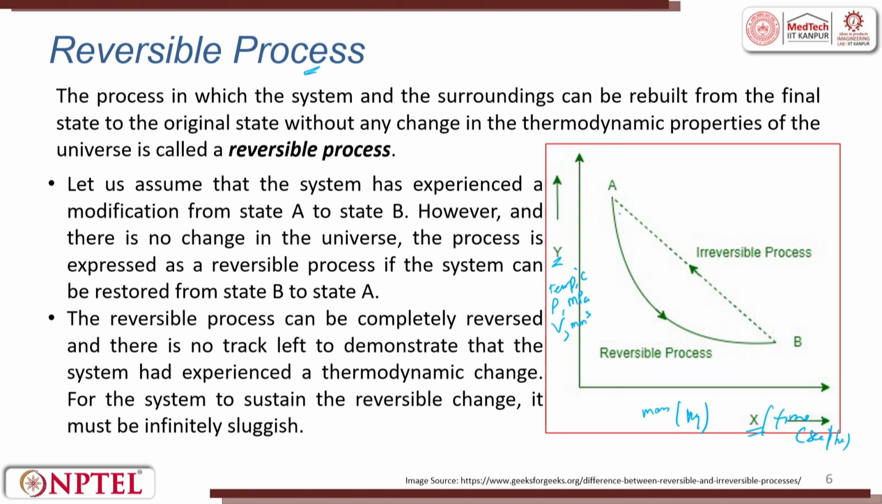So, if you see reversible, when you want to go from A to B, it follows a path, right. And then if we wanted to reverse it in the same path, it is called a reversible process. If it tries to take another path, it is called an irreversible process.